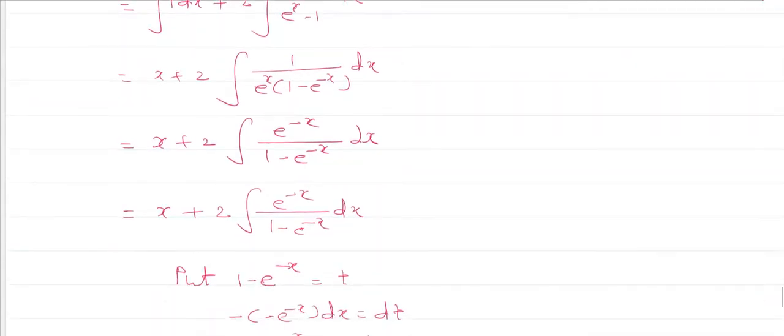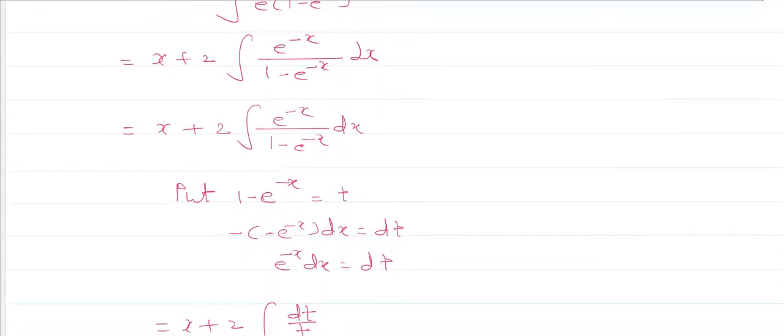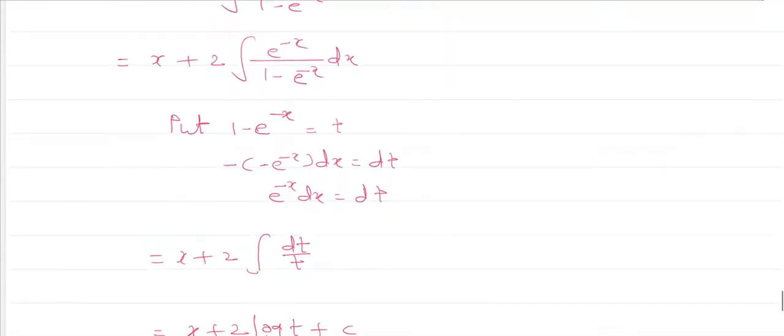Now here we will adjust one more term, that is a negative sign, but before that we will substitute. What is our substitution? 1 minus e raised to minus x equals t. What is its derivative? The derivative of 1 is 0, and the derivative of e raised to minus x is minus e raised to minus x, so minus e raised to minus x dx equals dt. But we require e raised to minus x into dx, therefore this minus minus becomes plus, and e raised to minus x into dx equals dt.